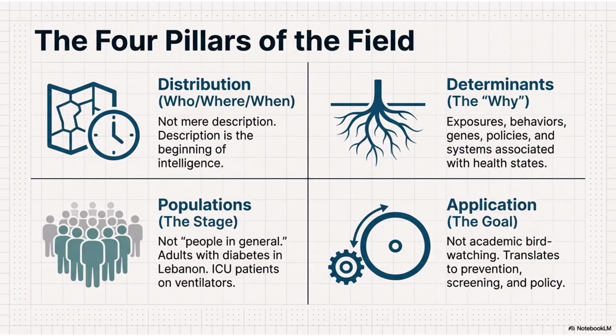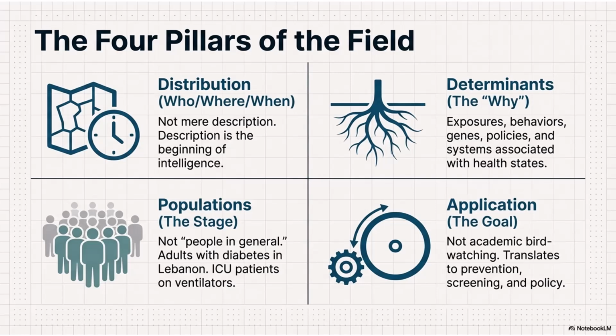Okay, let's start simple. A standard definition used by the CDC describes epidemiology as the study of the distribution and determinants of health-related states or events in specified populations, and the application of that study to the control of health problems. CDC also describes epidemiology as the basic science of public health. That definition sounds neat and polished, but let's break it down into human language.